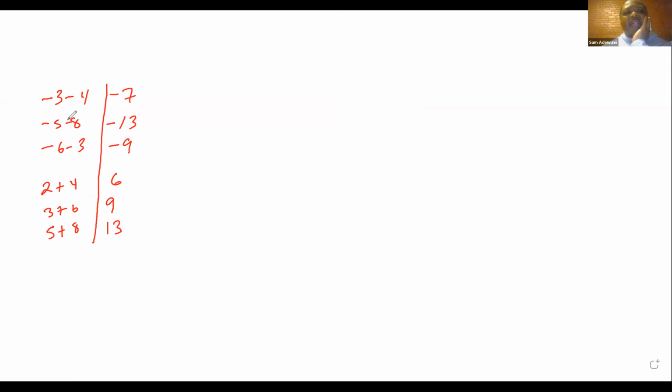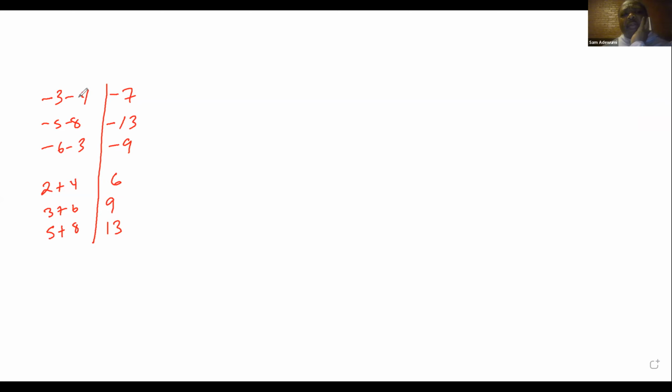What do you notice about the signs? They're the same. The signs are the same, right? So these signs are the same, okay? What do you notice about the answer? That it has the same sign. It has the same sign. Excellent, y'all. All right, signs are the same.